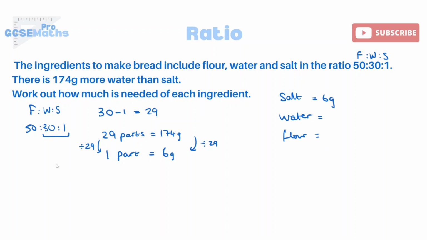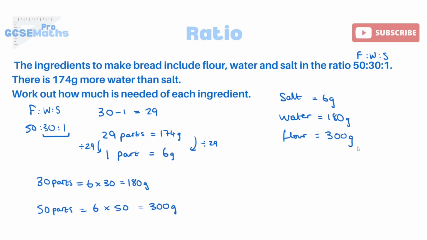The water is 30 parts. So either you take the 6 grams and times it by 30, or technically we could just add both of those. It's completely up to you which you prefer. Just to be consistent, I'm going to do the multiplication version. So to find 30 parts, I need to do 6 times 30, which gives me 180 grams. That's water. And then the flour is 50 parts. So let's go back to using our 1 part, which is 6, times 50 is 300 grams.